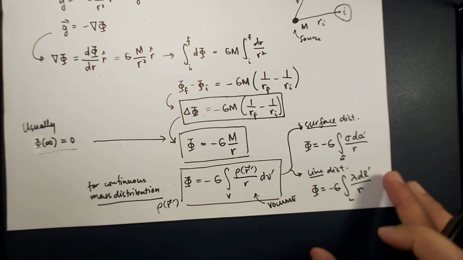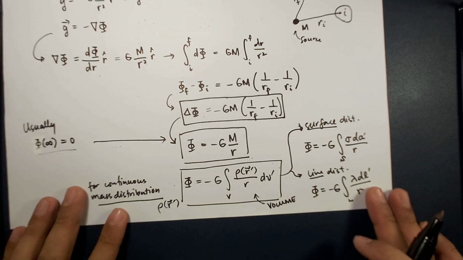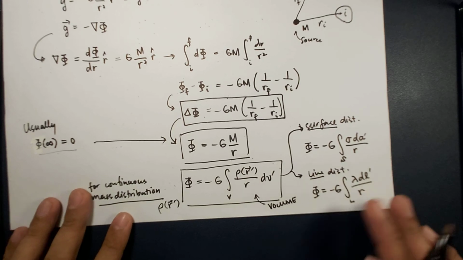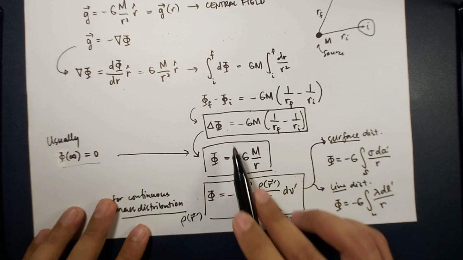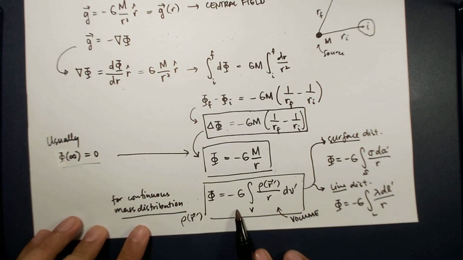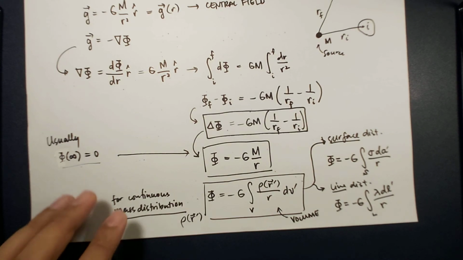So that's the short discussion on how to calculate the gravitational potential of a point mass and a continuous mass distribution. In our next lesson, we're going to talk about gravitational potential energy.